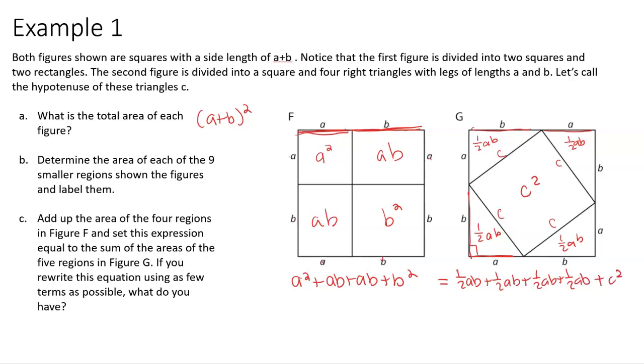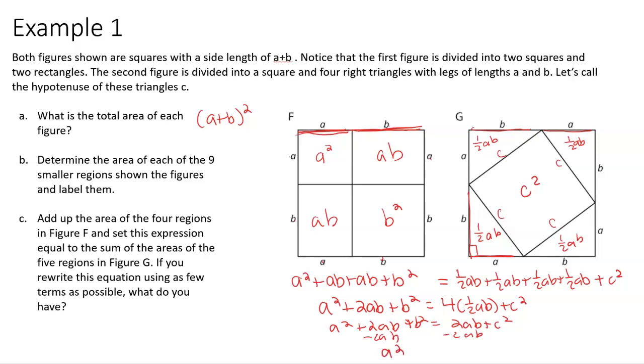Then rewrite this equation using as few terms as possible. So this is A squared plus 2AB, there's 2 of them, and we've got 4 of those. 4 of those is 2AB plus C squared. I'm going to subtract 2AB on both sides, and I get A squared plus B squared equals C squared. And so because we already agreed these are each equal to that, this proves the Pythagorean theorem.